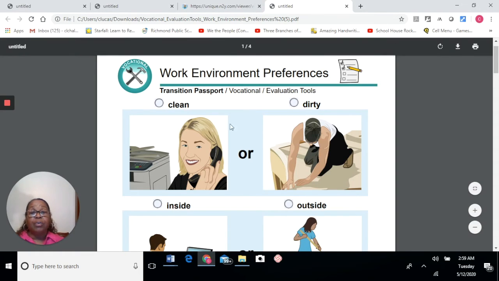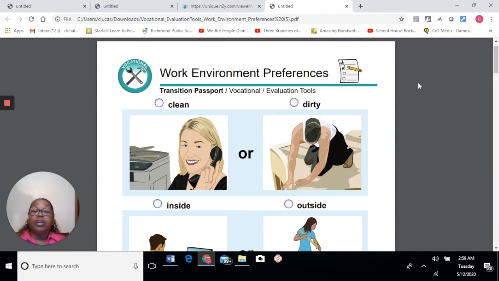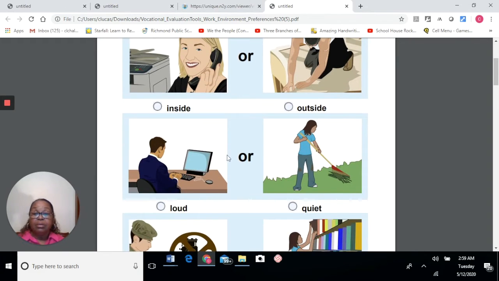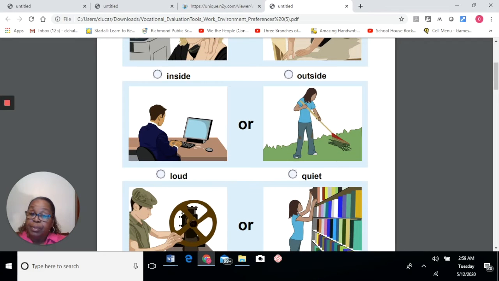So this is another graphic organizer, and it's designed to help you decide what your environmental preferences are. What do you prefer? Do you like to work in places that are clean, like an office? Or does it matter to you if it's dirty, like on construction? Okay. Do you like to work inside or outside? If you're not the kind of person who wants to stay inside all day, you really do have to plan to get a job that will keep you outside, like the postman.